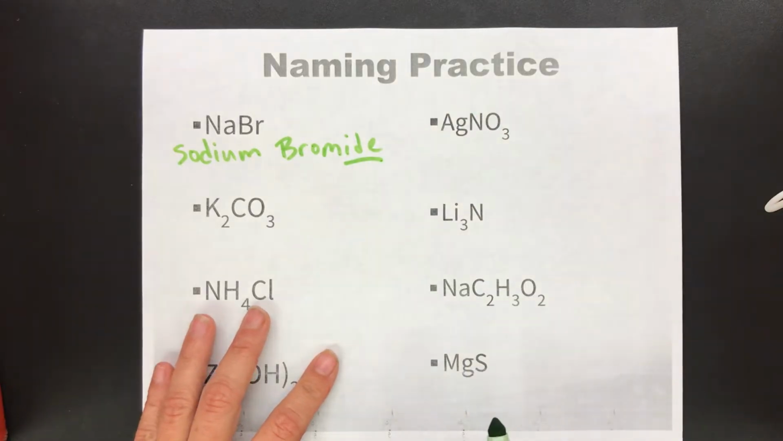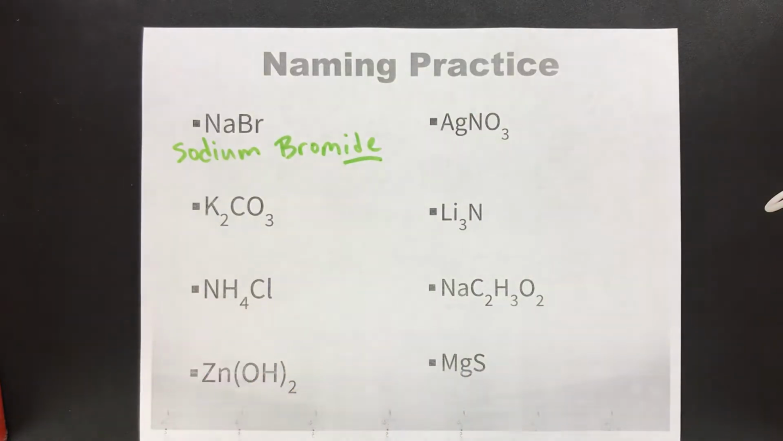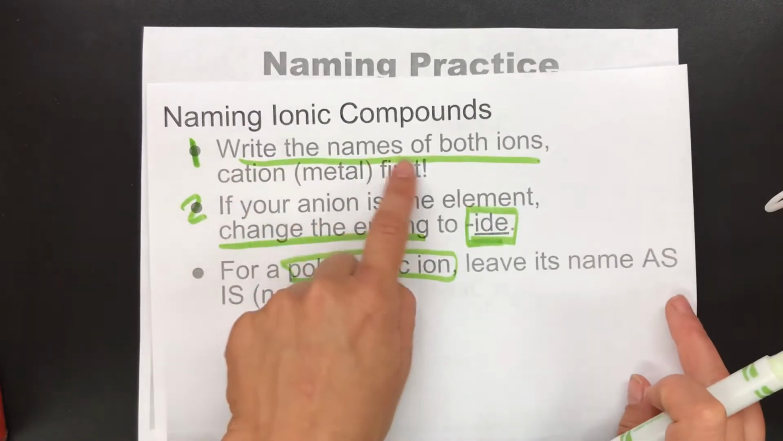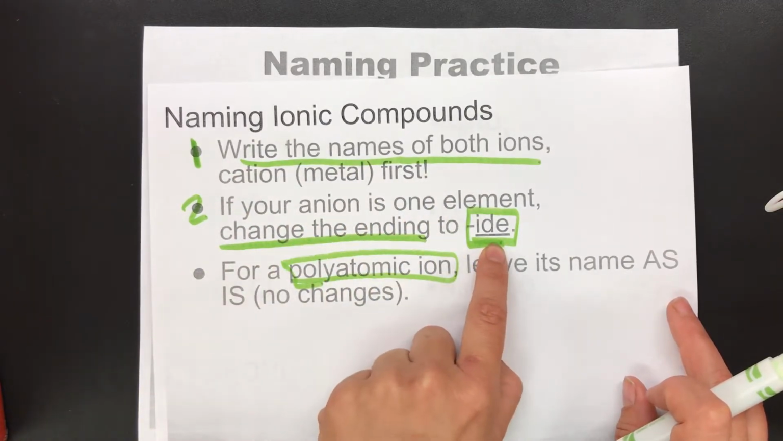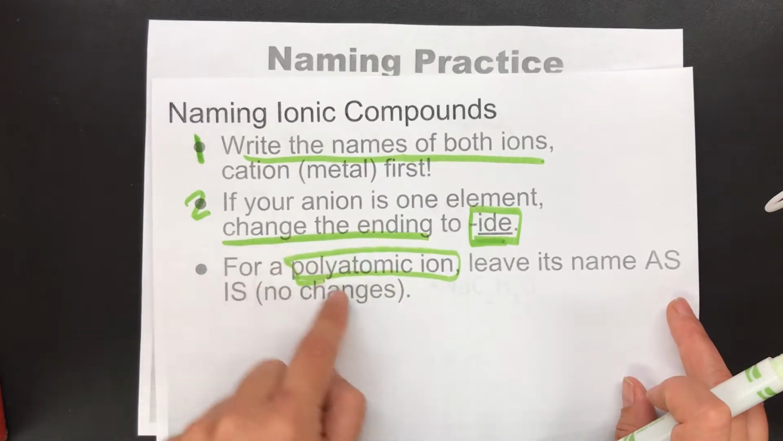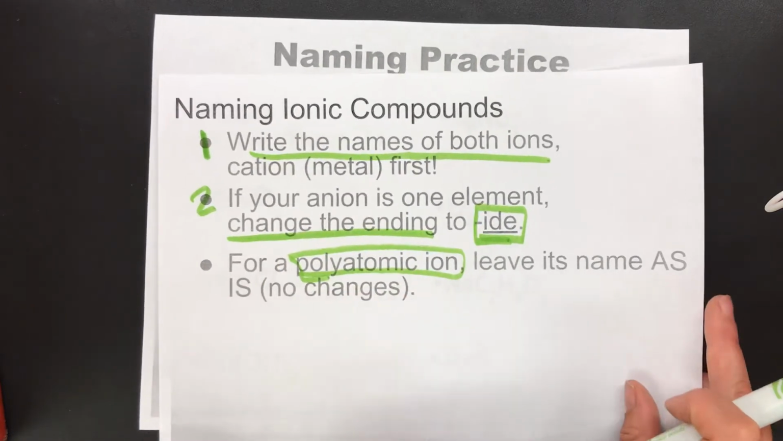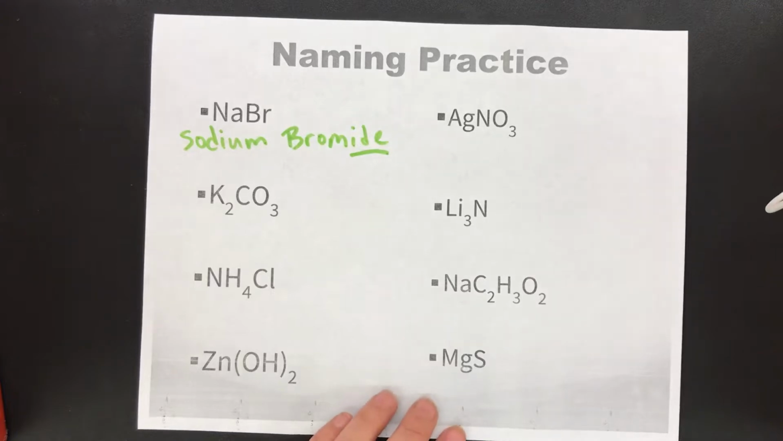Bromide. Okay, that's where it comes back to these rules here. Step 1, write the names of both. Step 2, change the ending to IDE if it comes off the periodic table. If it does not, if it comes off the polyatomic, you leave it as it is. Okay, so let's do another one.